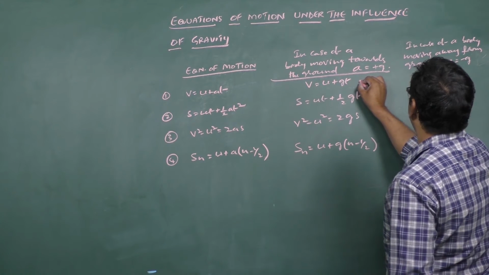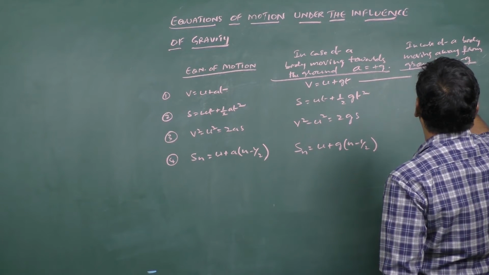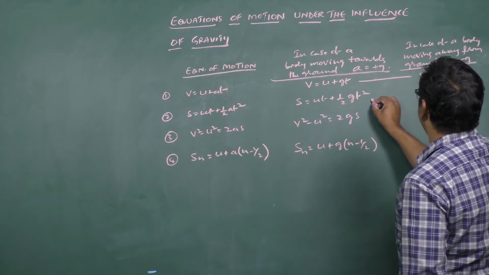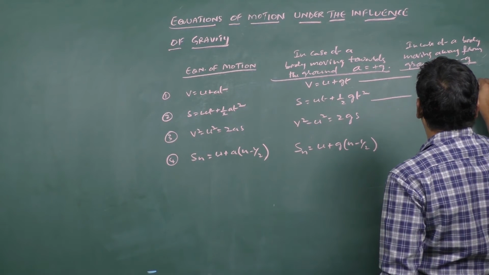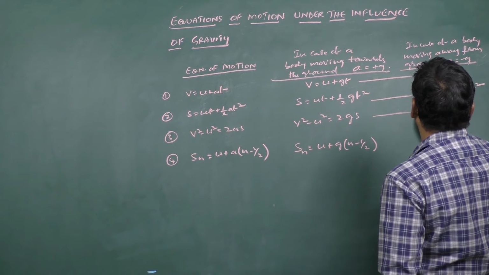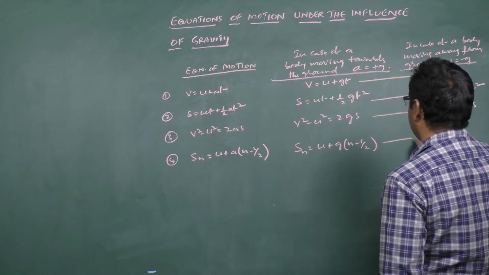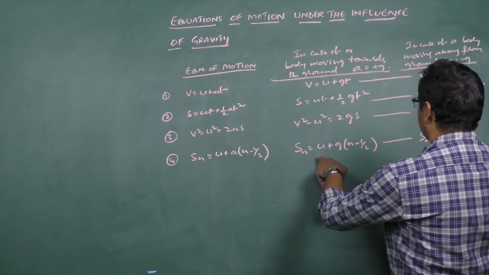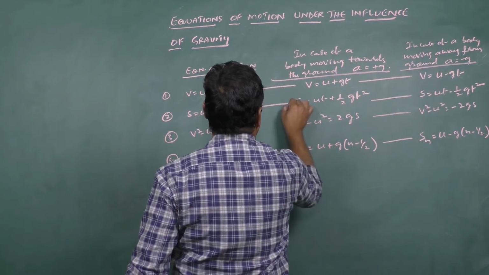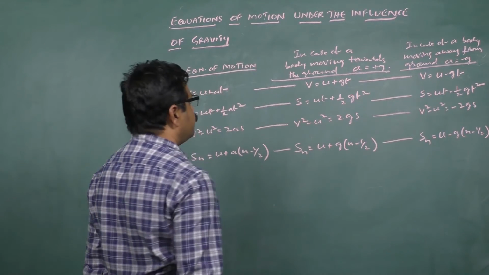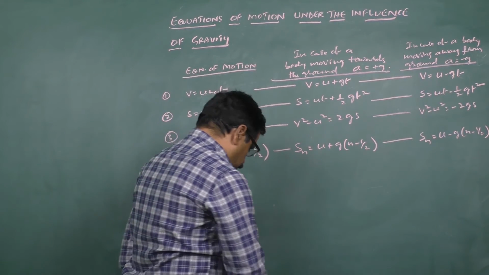In that case, the equations are V is equal to u minus gt, S is equal to ut minus half gt square, V square minus u square is equal to minus 2gs, and Sn is equal to u minus g into n minus half. This is how the equations change when a body is moving towards the ground and away from the ground.